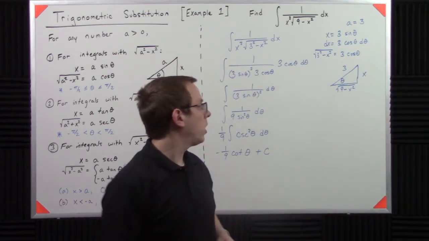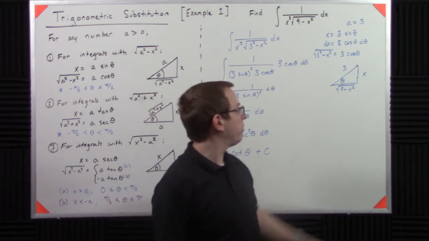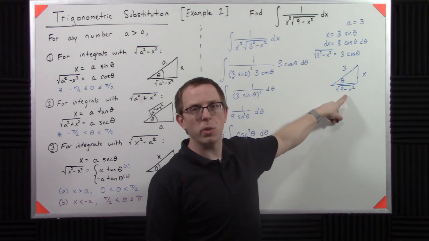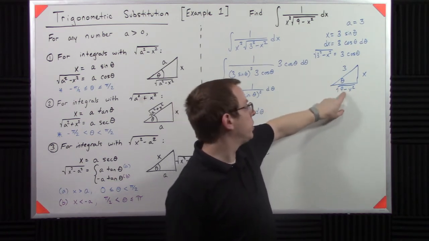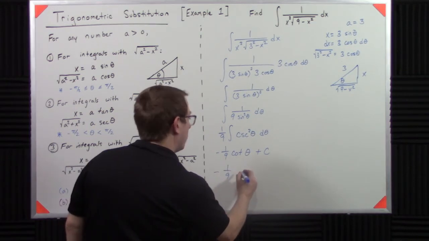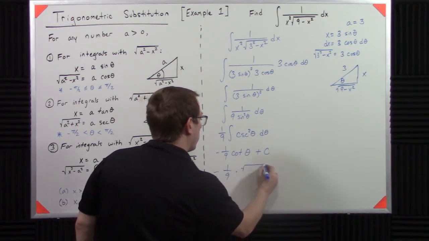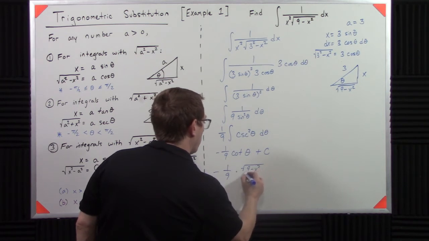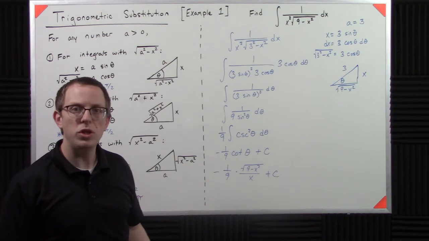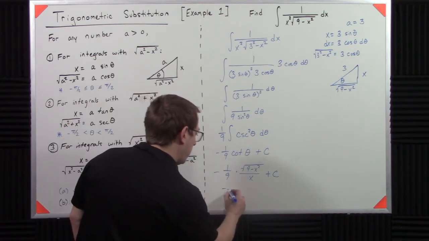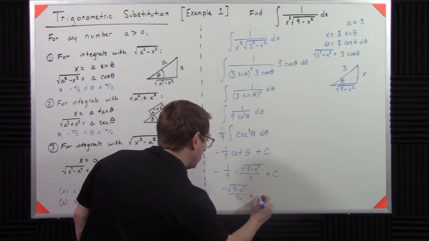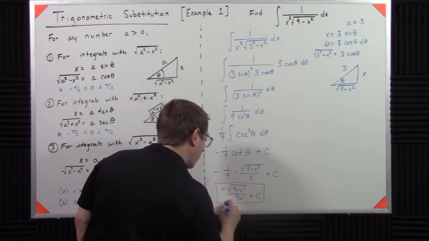By constructing a triangle, I can say, all right, cotangent of theta, well, tangent of theta is x over this square root. So cotangent is just this over x. So I get negative 1/9 times square root of 9 minus x squared over x plus c, which I can then rewrite as negative square root 9 minus x squared over 9x. And that's my answer.